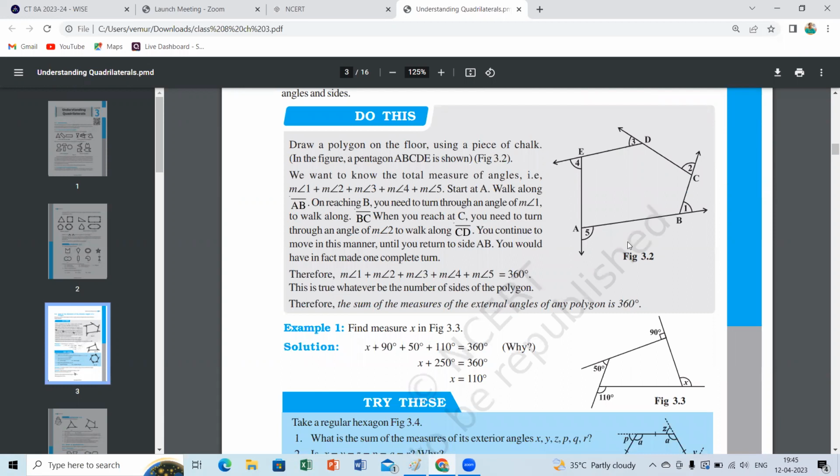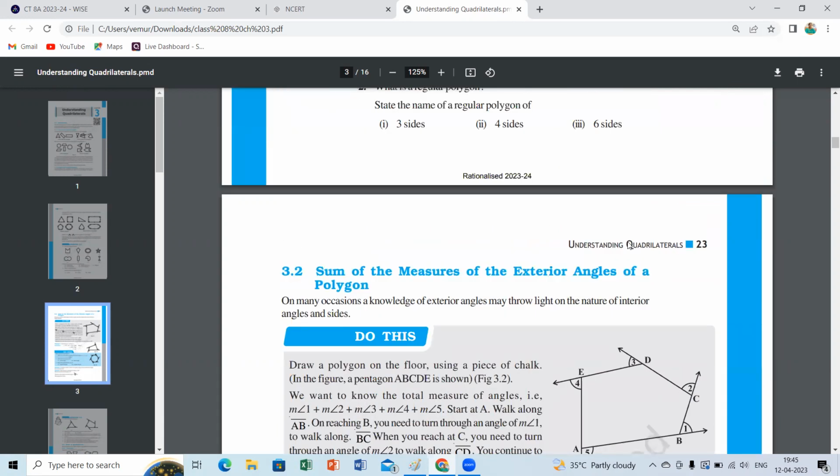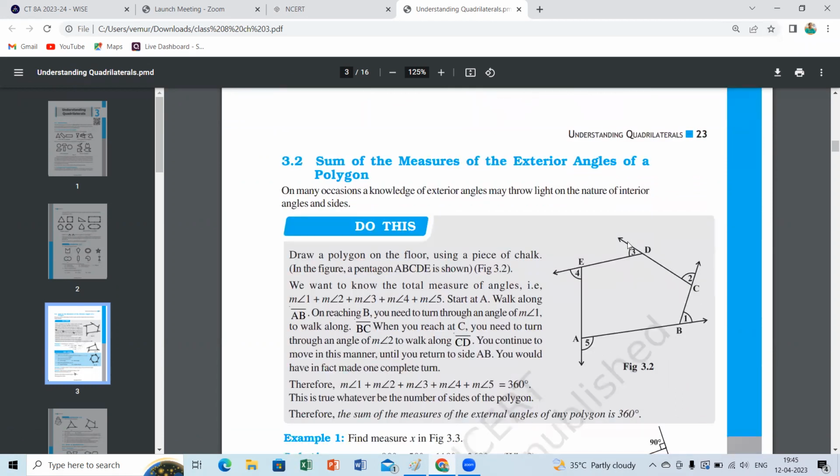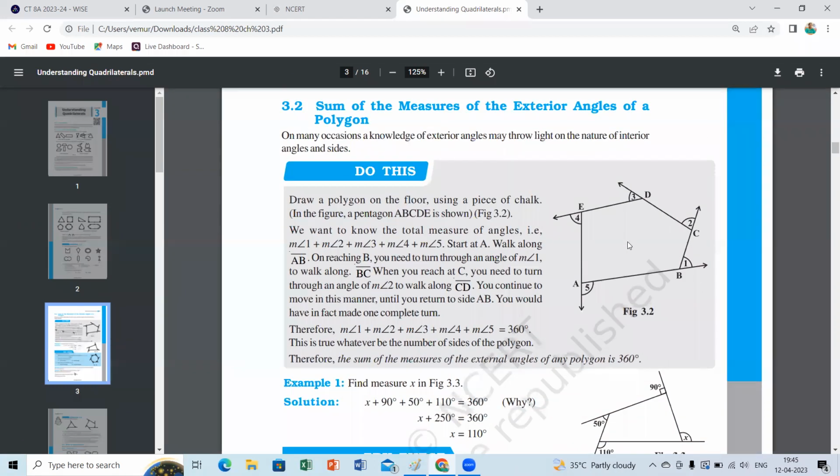Does this apply to every polygon? This exterior angle property, does it apply to every polygon? It applies to a four-sided quadrilateral, and in this case it can be a pentagon, hexagon or octagon, whatever it may be. This can be applied for any polygon, right? Yes, okay, ma'am. Thank you.